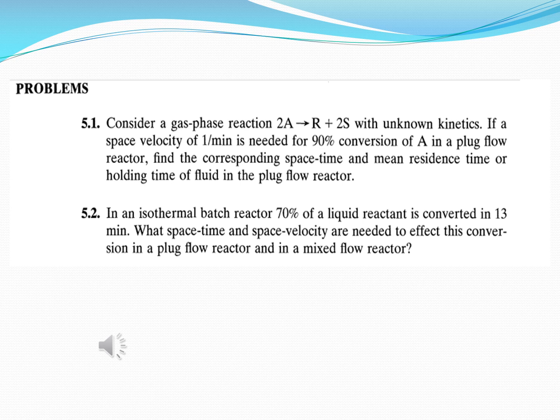That's simple. You are given a space velocity, which is the reciprocal of space time. So by reading the statement, the space time will be 1 minute, because 1 is the space velocity, so 1 by 1 is the space time. 90% conversion is given, and now we need to calculate the holding time or mean residence time.